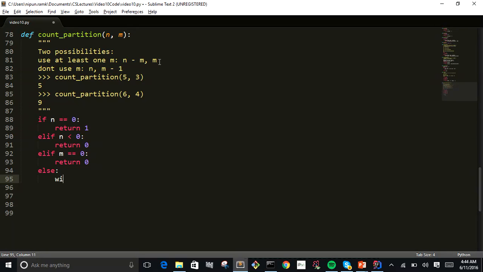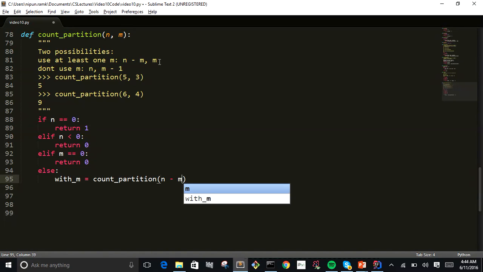Alright, so what's our first choice? We can do with m. And how many ways can we partition that? Well, that's just a matter of partitioning n minus m, using parts up to m. Because once we've used m, we have to subtract that from our total n. Again, this is kind of like the reverse of addition. Remember, we're adding things together to get a partition. So to undo that, using something means we're subtracting it from the total.